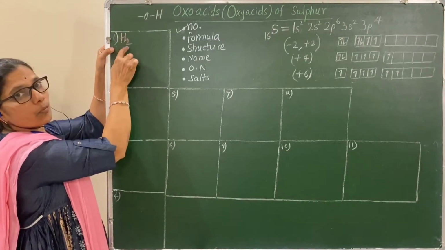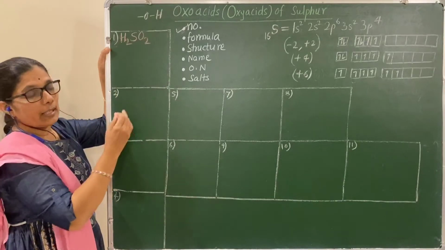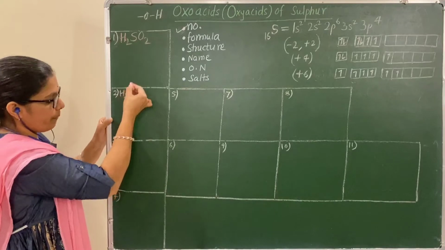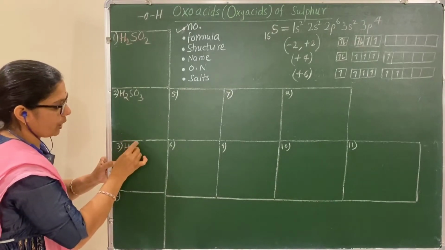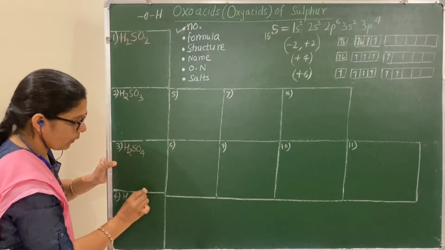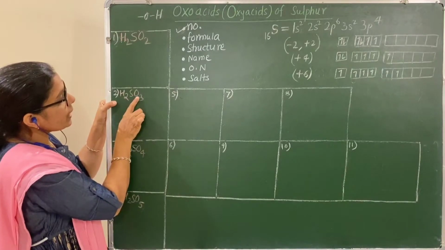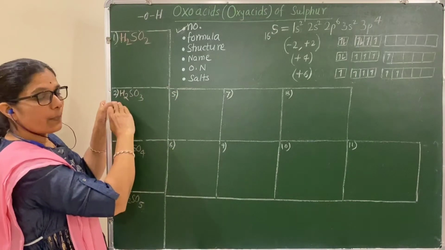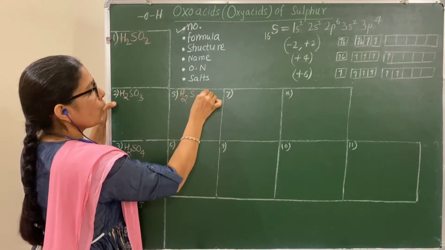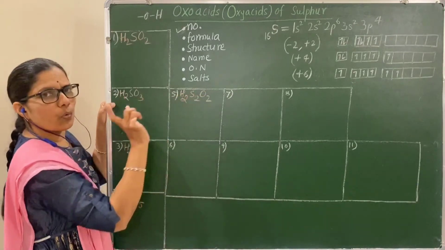First, remember the first oxoacid formula, H2SO2. Then next, add only one oxygen: H2SO3. Then add again one oxygen atom: H2SO4. Then H2SO5. Now see here, remove one oxygen and add one sulfur, it gives H2S2O2. Or remember like this: 2, 2, 2, H2S2O2.